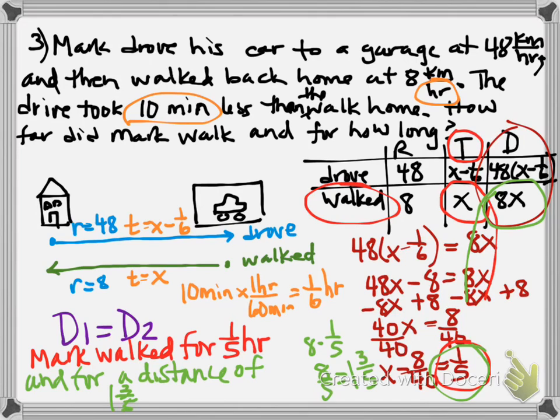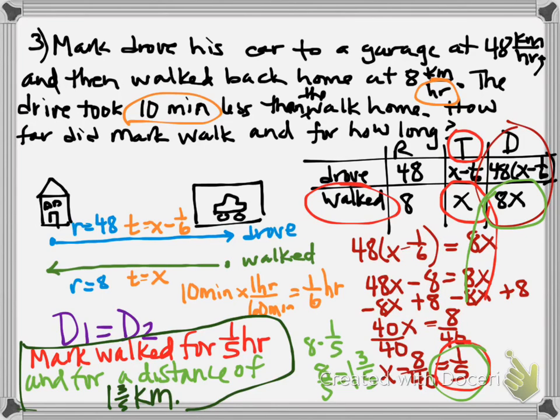Whoa, you can't even see that. Let me do that darker. Kilometers. Okay, so Mark walked for 1/5 of an hour and for a distance of 1 3/5 kilometers. Now, 3/5 can easily be changed to a decimal, and it would be 1.6 kilometers. You could do that, but I won't tell you to. You can just leave it.